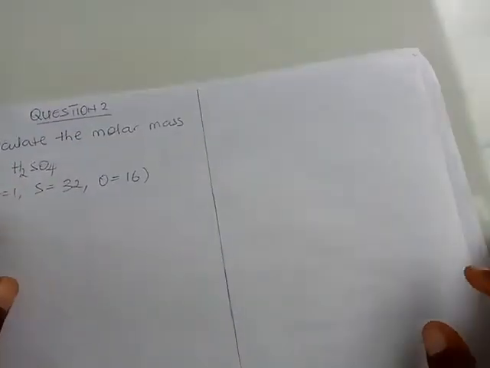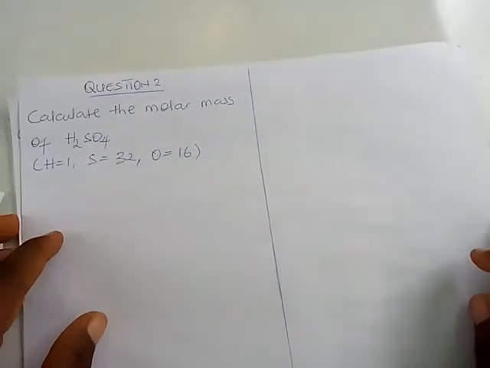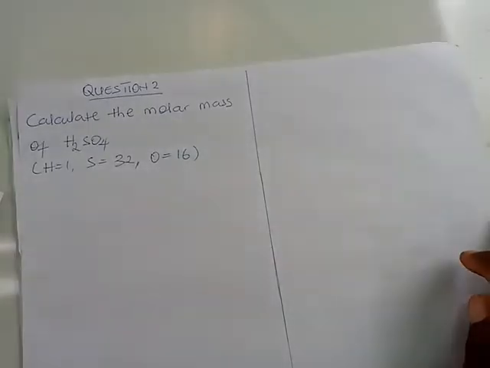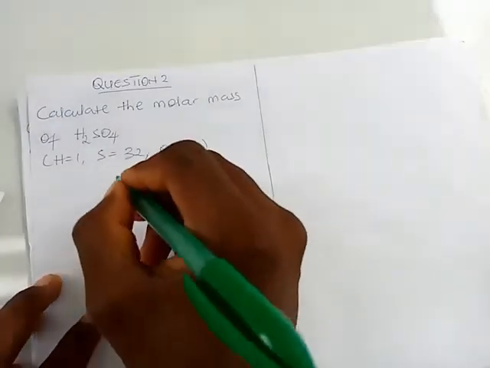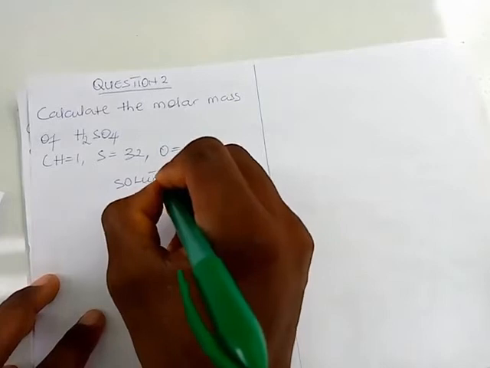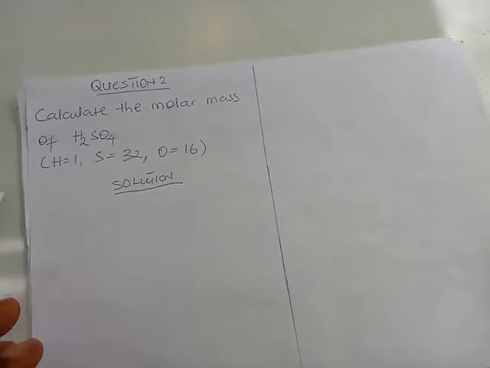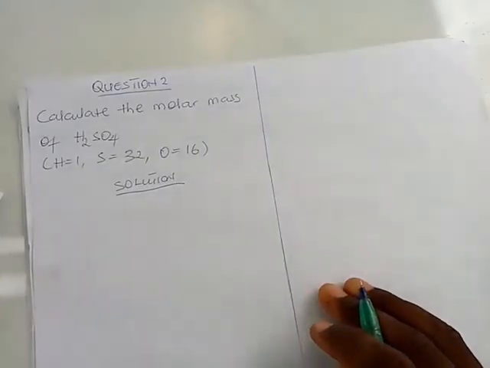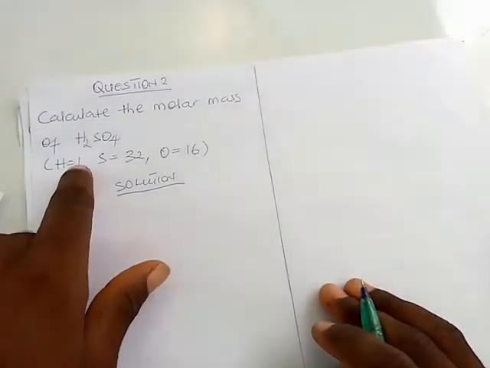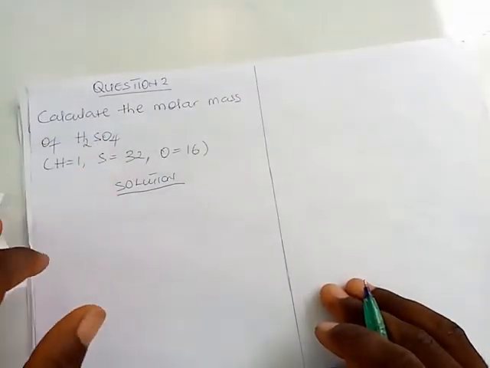Here we have the second question. Second question says, calculate the molar mass of this acid, that's tetraoxosulfate 6 acid. Remember from the previous question we solved, I listed out 3 steps. You take note of what you have been given. That we have been given the relative atomic masses of each of the elements and also the formula of the compound.